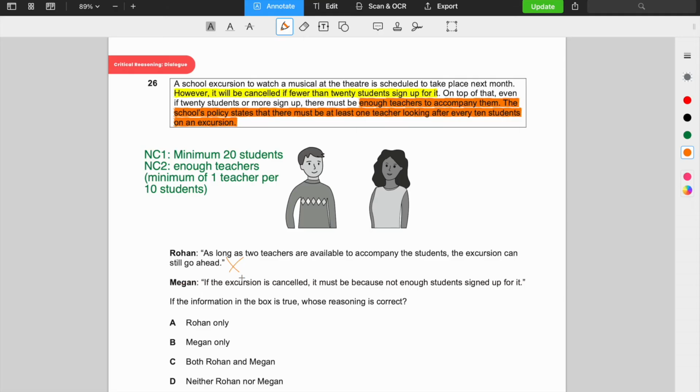Megan: if the excursion is cancelled, it must be because not enough students signed up for it. No, it could be because there were not enough teachers, right? Or it could be due to some other reasons that's not listed in this box. So Megan is also wrong. Whose reasoning is correct? Neither Rohan nor Megan.